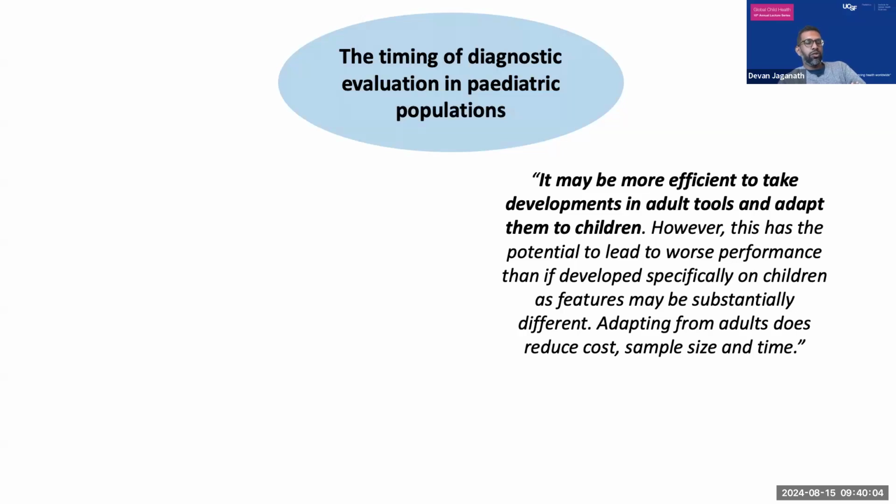For example, in one opinion, someone recognized that it might be more efficient to first look at it in adults and then adapt it to children. But then they also recognized that it might lead to worse performance in children if it's not being tailored to that population. But then they also said it would reduce cost, sample size, and time.